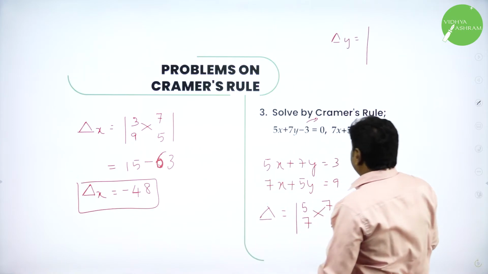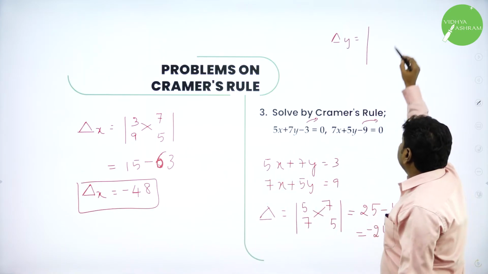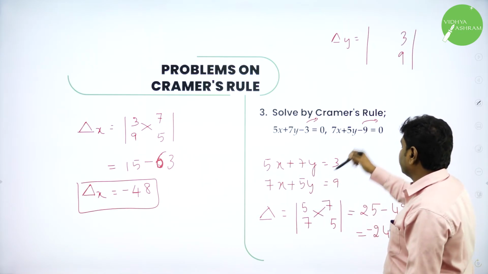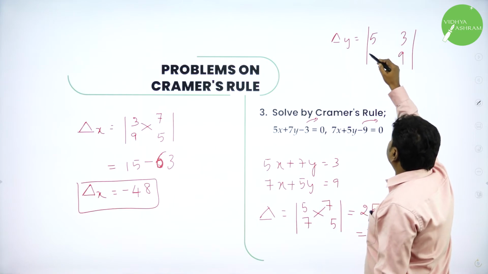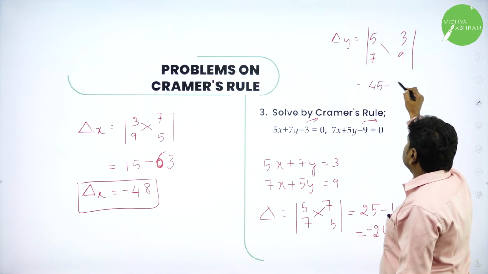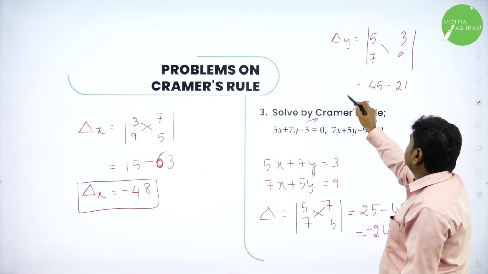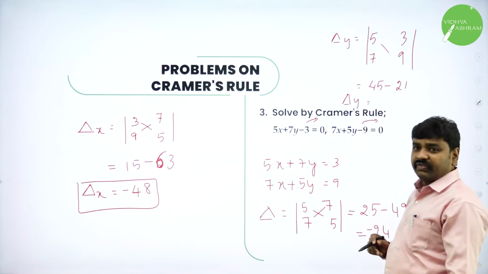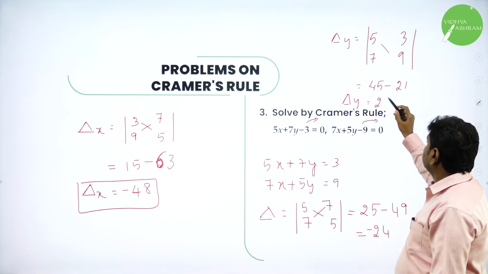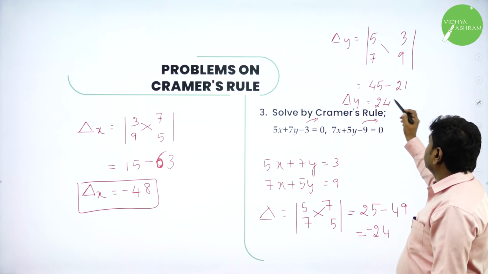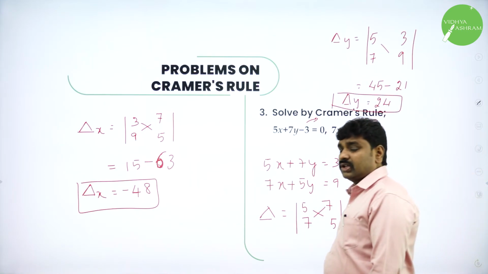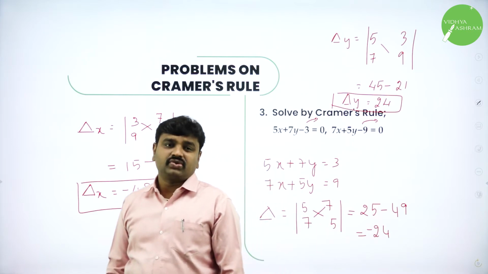Replace the second column with the constants. What are the constants we have? 3 and 9, and the first column will be the same. What is the first column we have? 5 7. Now expand this, you will get 9 5s are 45 minus 7 3s are 21, that is delta y. 45 minus 21, it will become 24 again. You got delta x, you got delta y, and now you go for x and y.